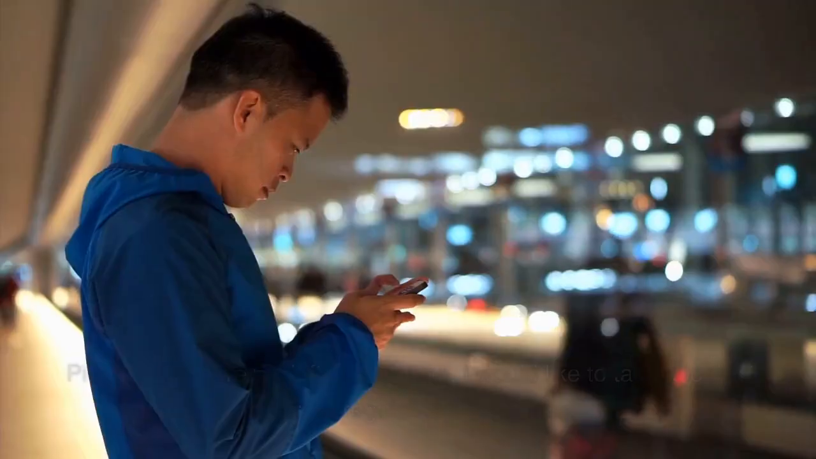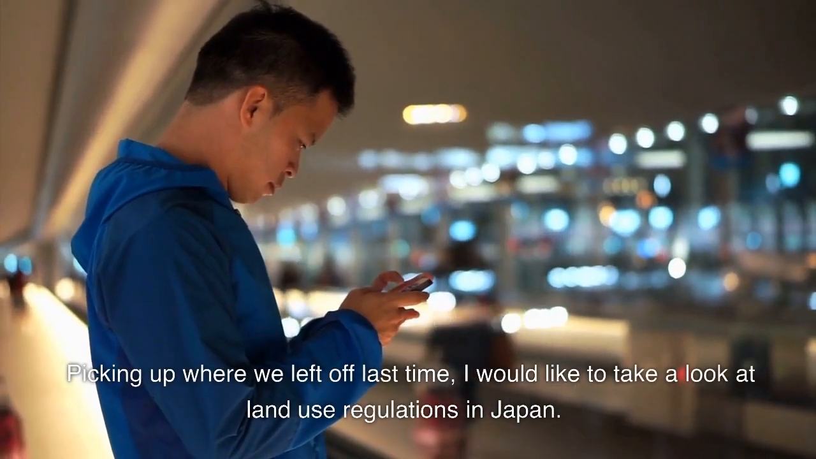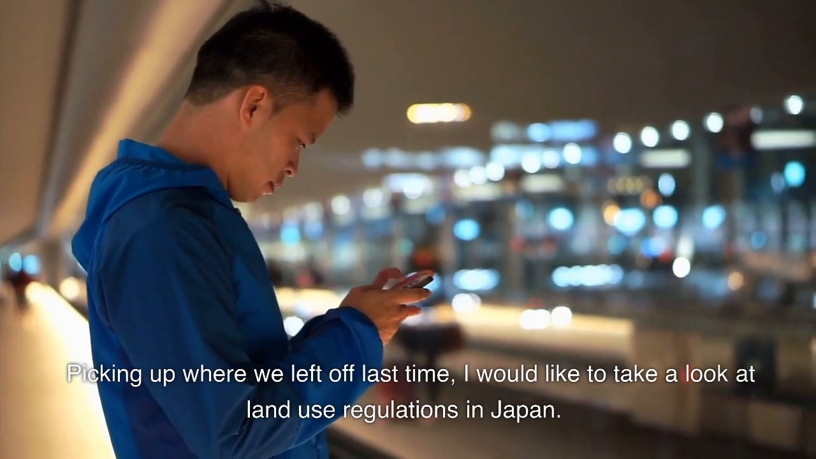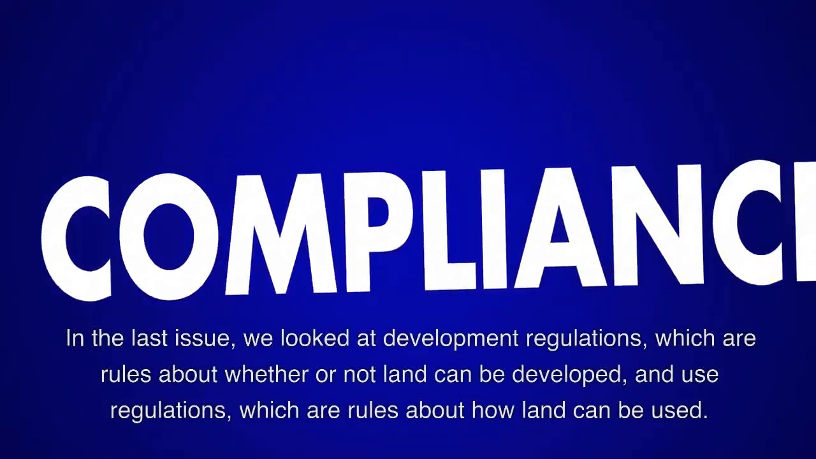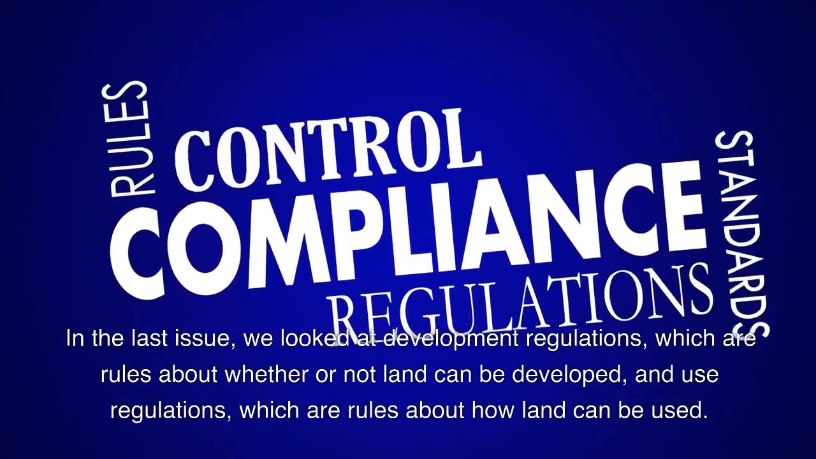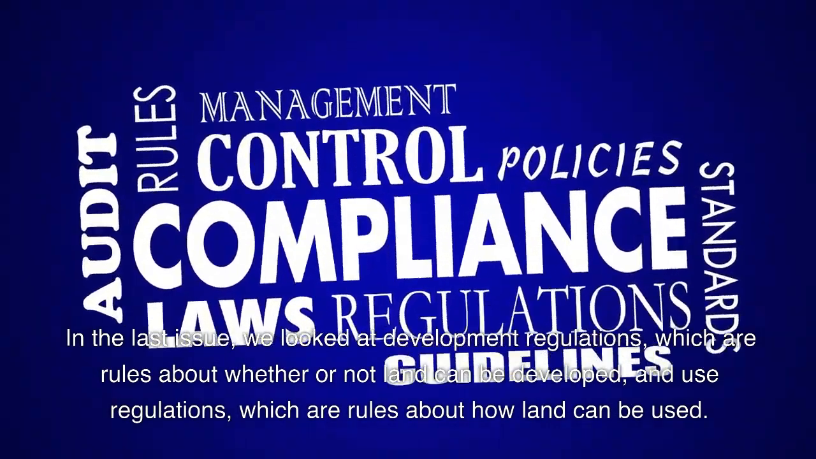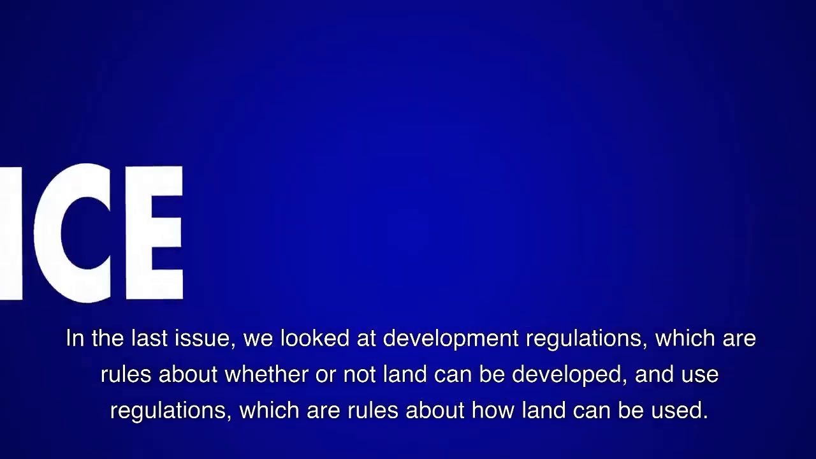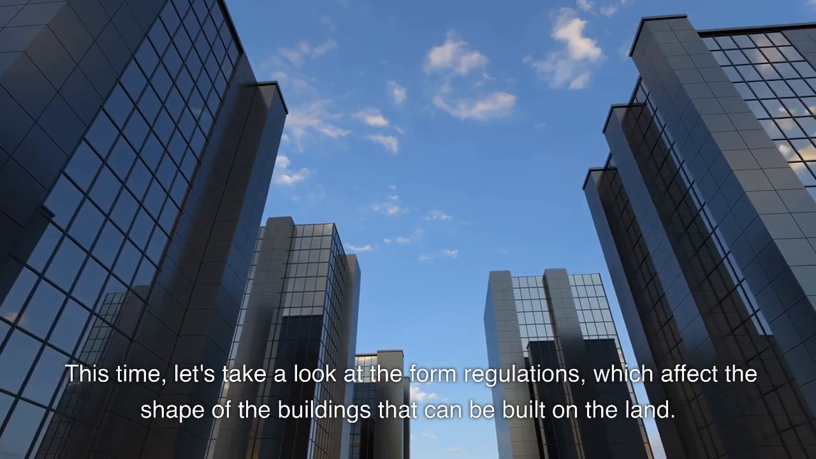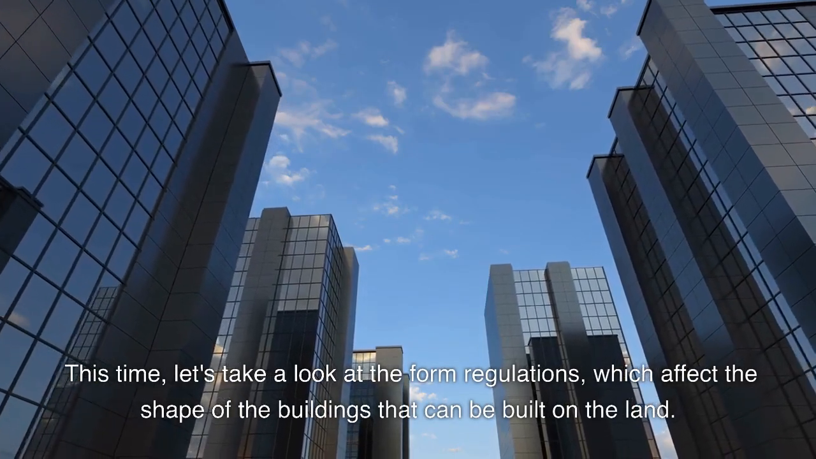Hello everyone. Picking up where we left off last time, I would like to take a look at land use regulations in Japan. In the last issue, we looked at development regulations, which are rules about whether or not land can be developed, and use regulations, which are rules about how land can be used. This time, let's take a look at the form regulations, which affect the shape of the buildings that can be built on the land.